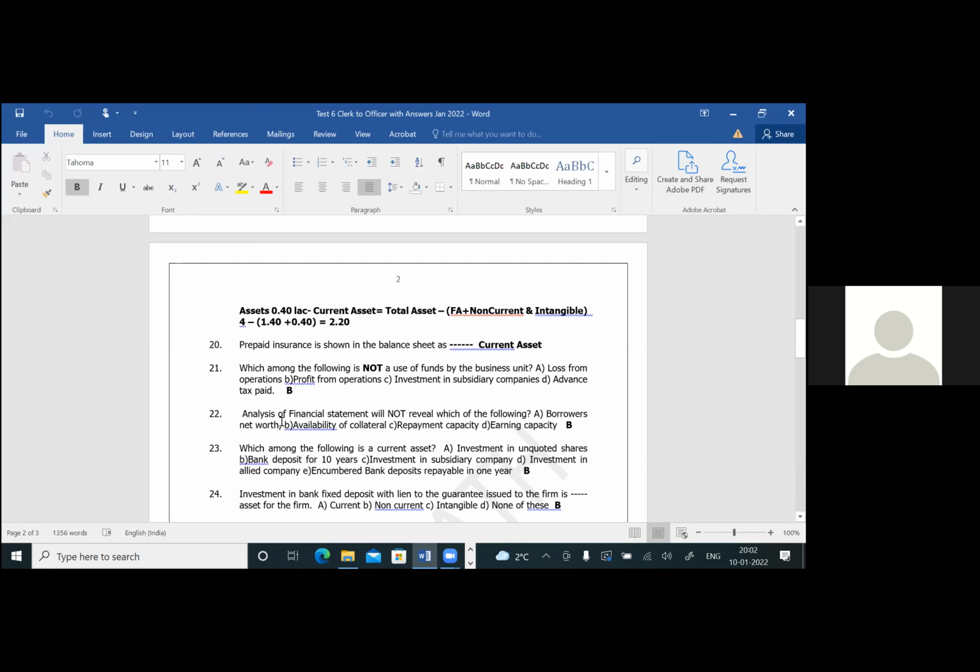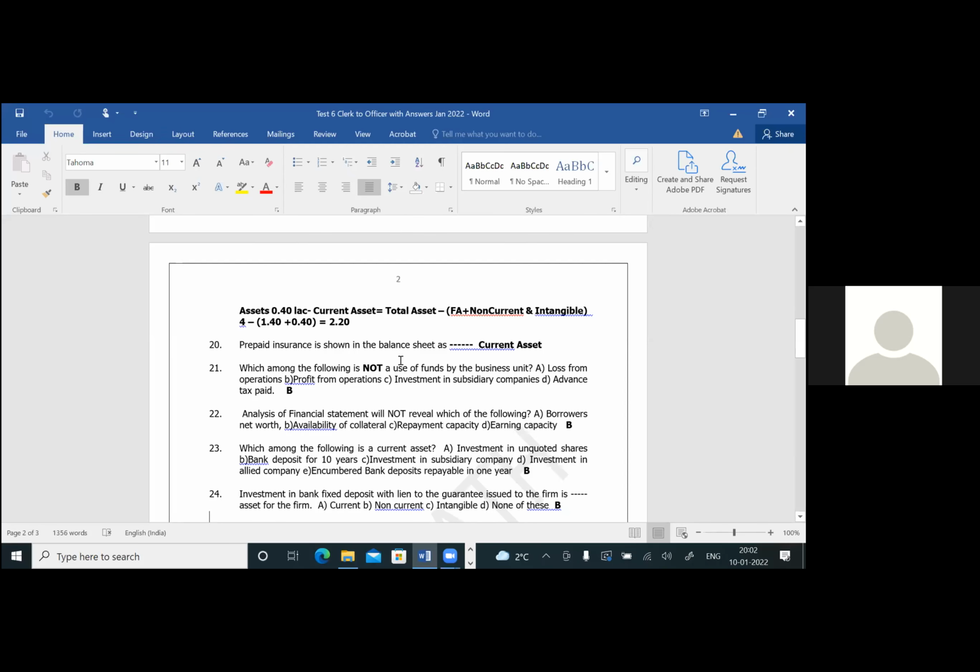So borrower's net worth is a liability. Which among the following is not a use of funds? That is the loss from question number 21. Loss from the operation is an asset. Then profit from operation is a liability. Investment in subsidiary companies is an asset. Advance tax paid is an asset. So A, C, and D are all uses of funds. And B is a liability, which is a source of funds.